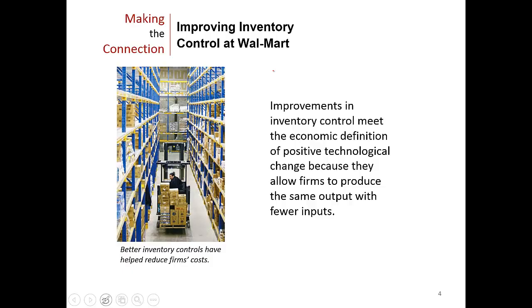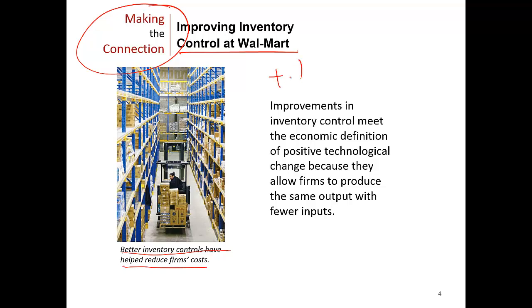Let's take a look at this example, improving inventory control at Walmart. This is the making the connection example. So Walmart has adopted better inventory controls, and what happened was that these inventory controls and the stock room, inventory rooms, organizations helped reduce Walmart's cost. That's an example of a positive technological change.